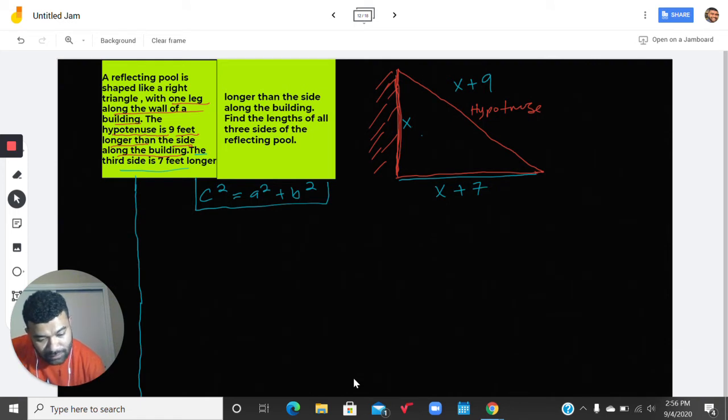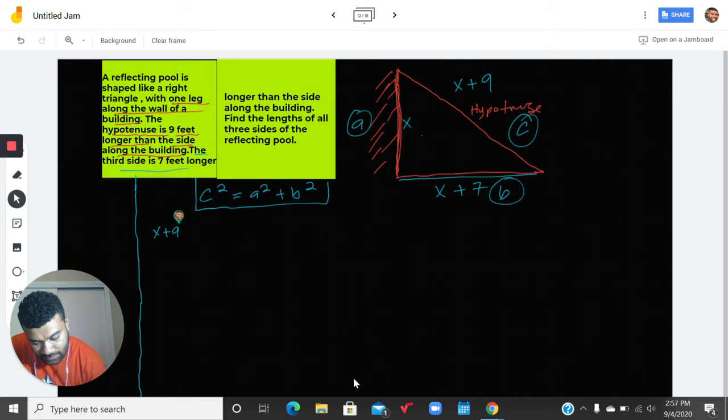Now I'm going to solve this. If I label the triangle, this is going to be my c, which is the hypotenuse, and then I'm going to label either side: this is going to be a, and this is going to be my b. So c squared is going to be x plus 9. I will have x plus 9, and then I'm going to put the square sign. Don't forget the square sign. Equals, and then what is my a? My a is just an x, so x squared plus, what is my b? It's going to be x plus 7. The whole thing is going to be squared.